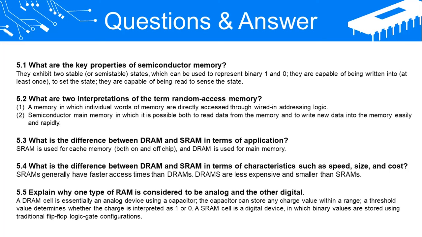The next question is, explain why one type of RAM is considered to be analog and the other digital. A DRAM cell is essentially an analog device using a capacitor. The capacitor can store any charge value within a range. A threshold value determines whether the charge is interpreted as 0 or as 1. A SRAM cell is a digital device in which binary values are stored using traditional flip-flop logic gate configurations.